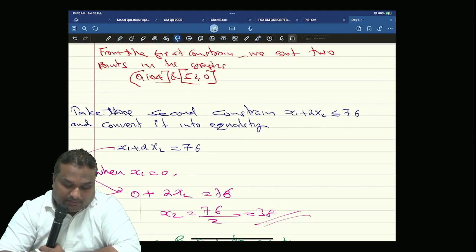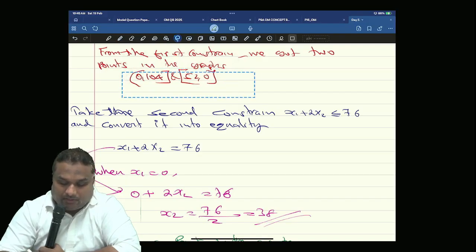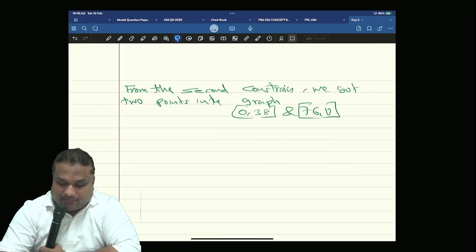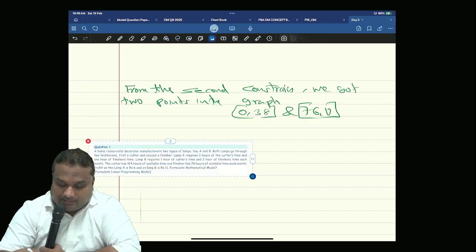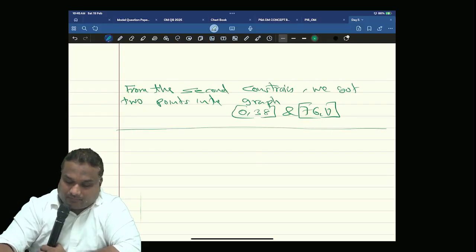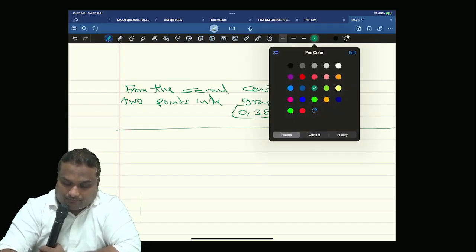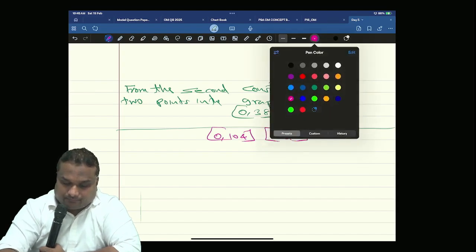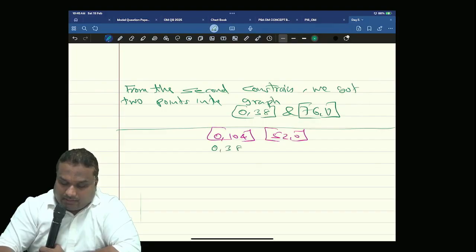0, 104. Tell me, this is the point we got, correct? Is this the point we got from the first graph? Yeah, this is the point. What are the 2 points we got in the graph? First graph: 0, 104 and 52, 0. Second graph: 0, 38 and 76, 0. Correct?